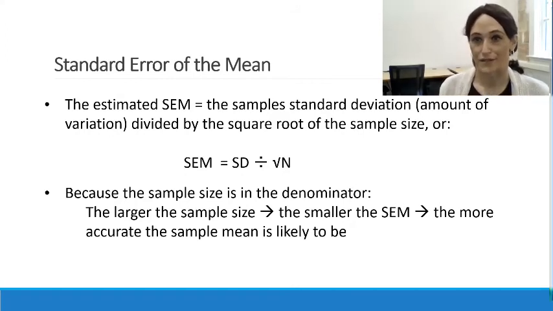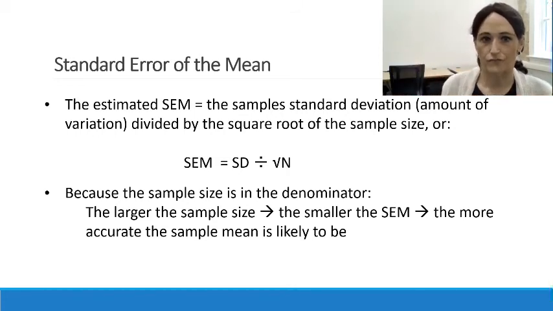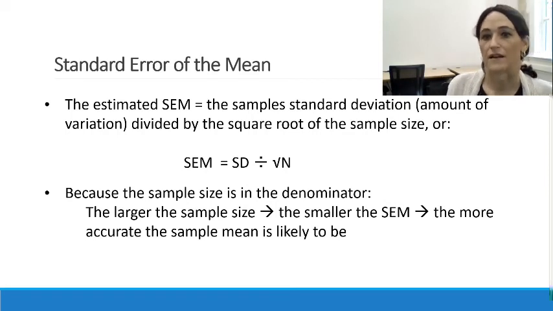If we have a relatively small sample, the value of the standard error of the mean is going to get wider and wider and wider, right? So the larger the sample size, the smaller the standard error of the mean, the more accurate the sample mean is likely to be. Okay.